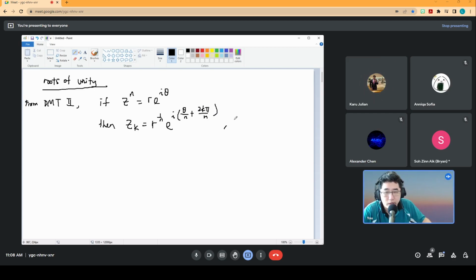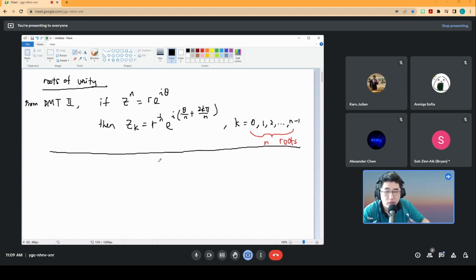And what do we say about the k? It starts from 0 and goes up to n minus 1. So your total is n roots here. So from DMT1, there will be some special properties that can appear.